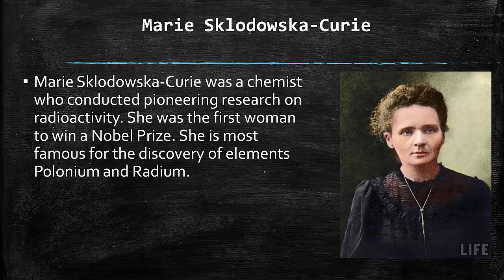Marie Curie was a chemist who conducted pioneering research on radioactivity. She was the first woman to win a Nobel Prize. She is most famous for the discovery of the elements polonium and radium. She gave her life in the discovery of radioactivity. She died due to the effects of radioactivity.